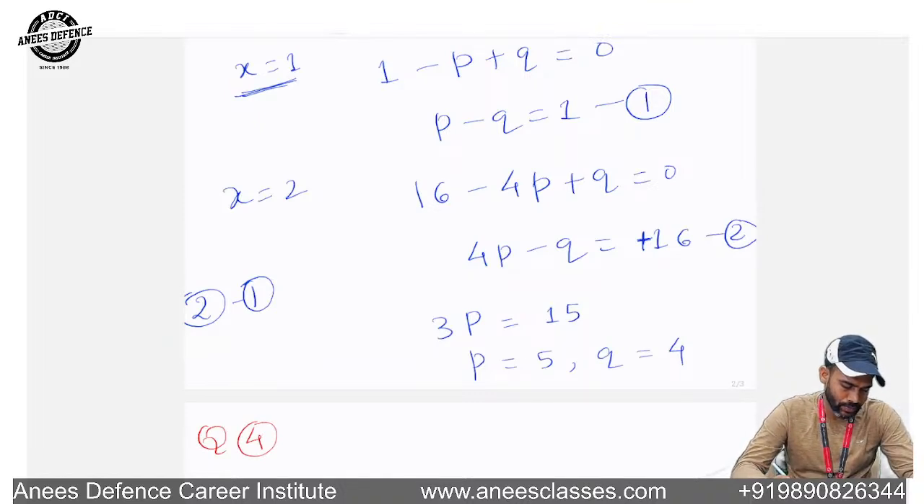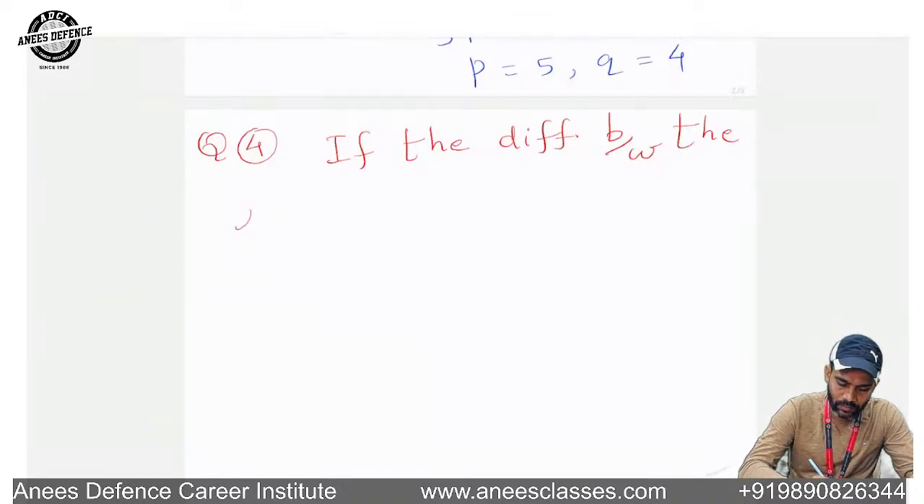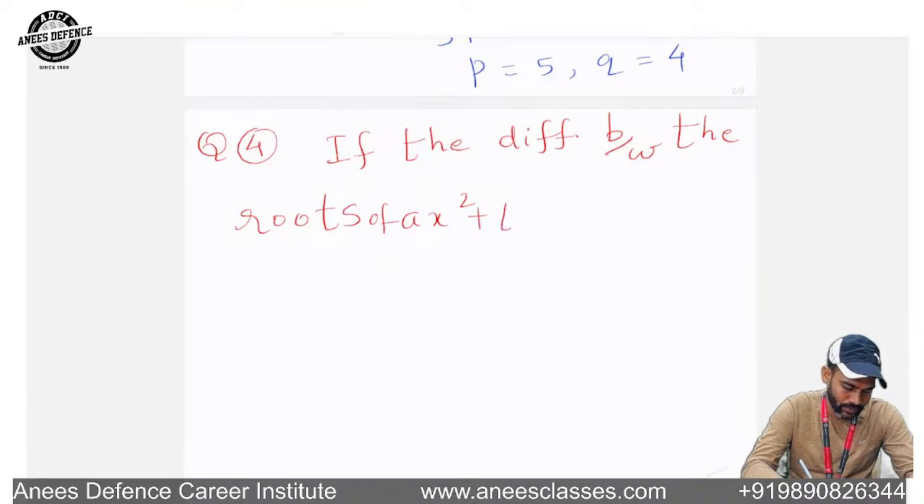Suppose we have, please write it down: if the difference between the roots of ax square plus bx plus c is equal to 0 is 1, then you have to check which option is correct.